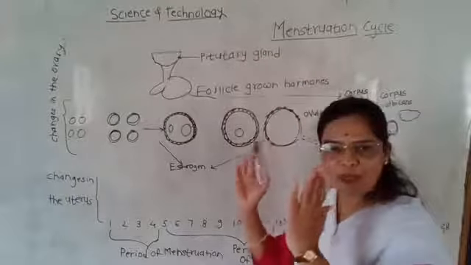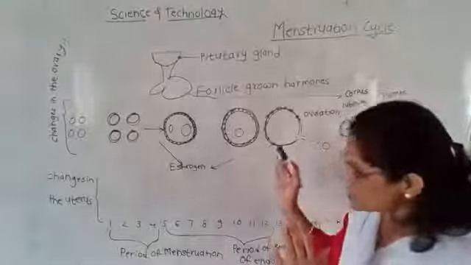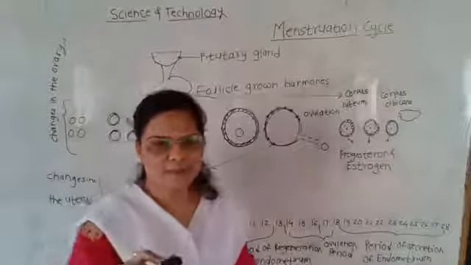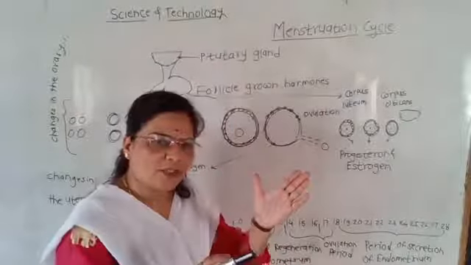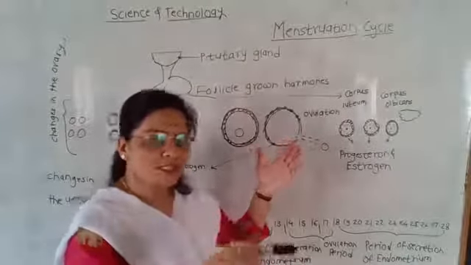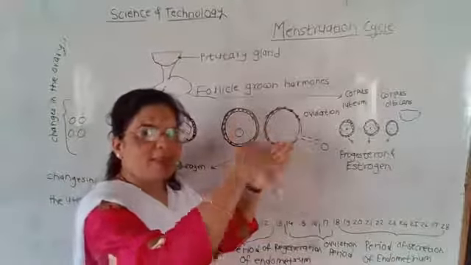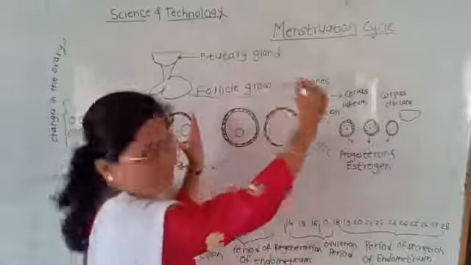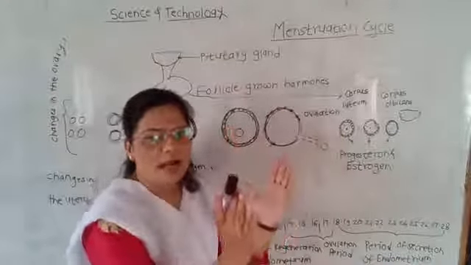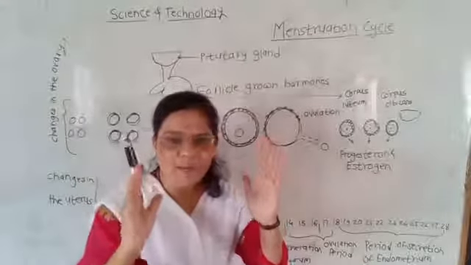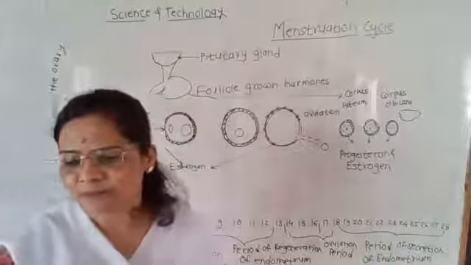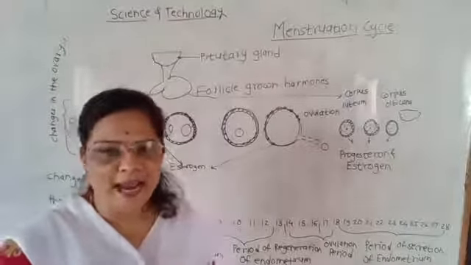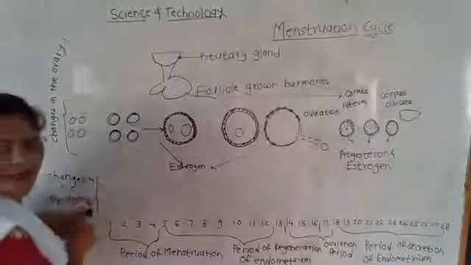Whenever one follicle is taken into consideration, at that time the inner lining of the uterus is called the endometrium. Students, the uterus is a part of the female reproductive system, in which the baby's development takes place after pregnancy. The inner lining of the uterus is called the endometrium. The endometrium of the uterus starts to develop during the first cycle and regenerates. See the changes in the uterus, students.